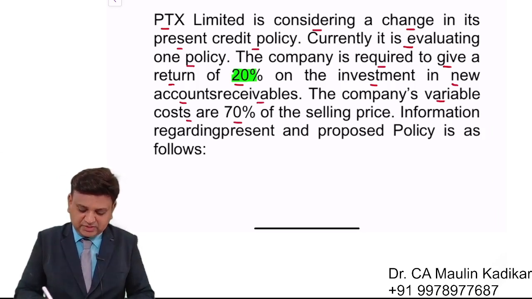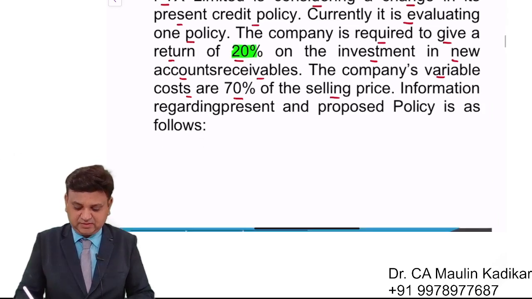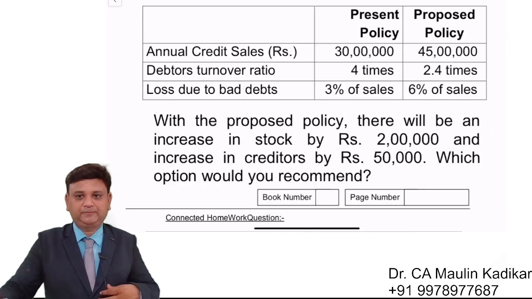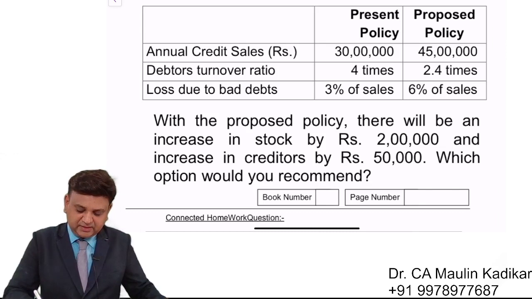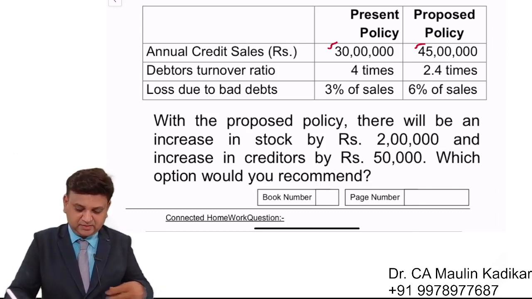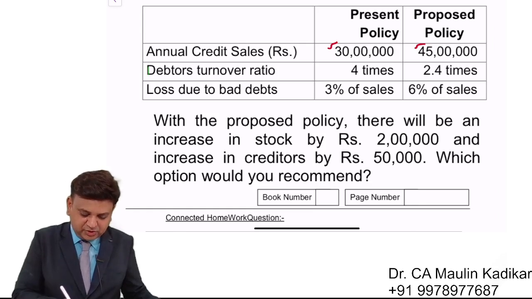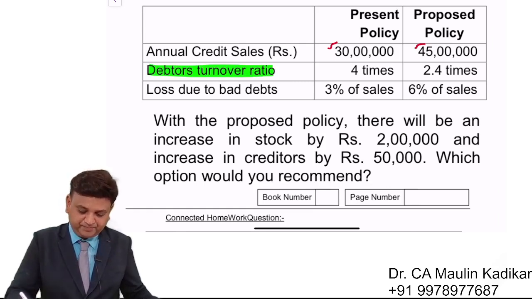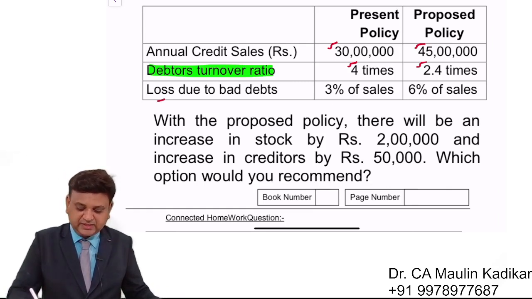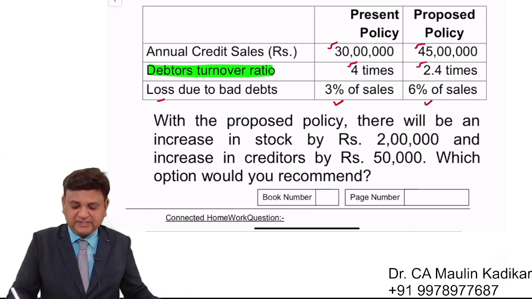The company's variable cost is 70% of the selling price. Information regarding the present and the proposed policy is as follows. Present sales is 30 lakhs. Proposed sales is 45 lakhs. Debtors turnover ratio, or accounts receivable turnover ratio, is given. Right now it is 4 times and later on it will be 2.4 times. Loss due to bad debts is 3% of the revenue and 6% of the revenue.